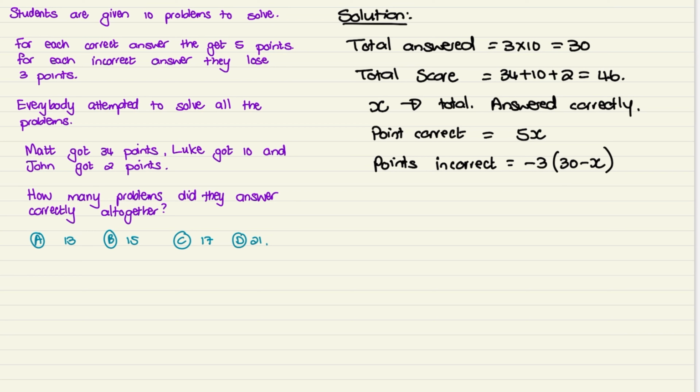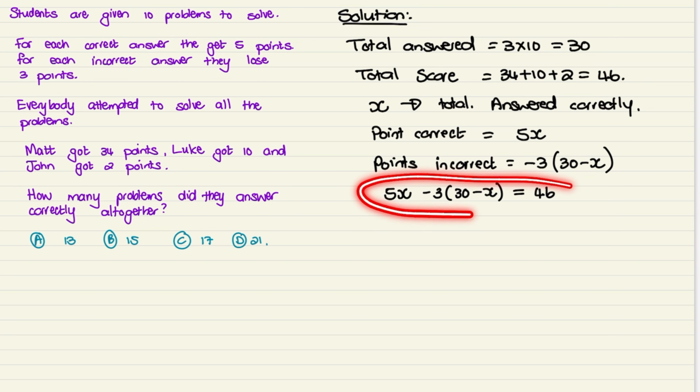Now let's use that information to set up an equation. So we have the total points for correct answers, and we're going to take away the points for the incorrect answers, and their points added up to 56. So now we have an equation that represents their points in terms of correct answers and incorrect answers. And from here, we can solve for x.